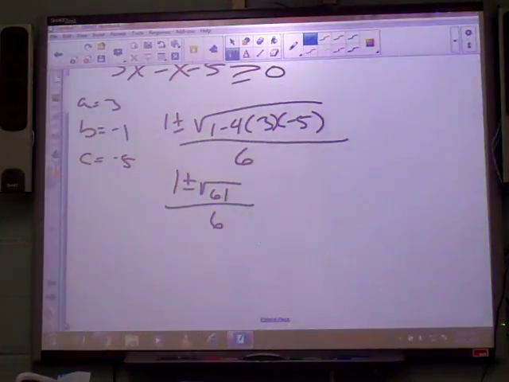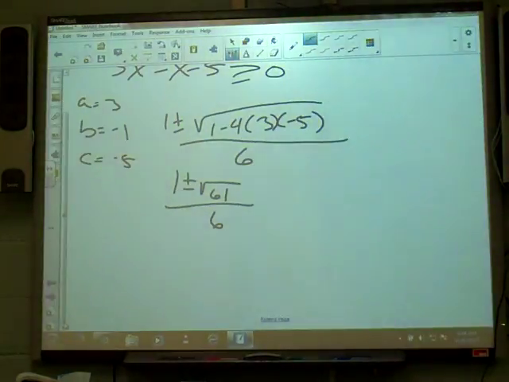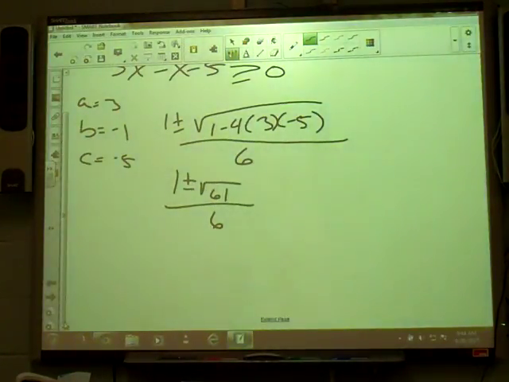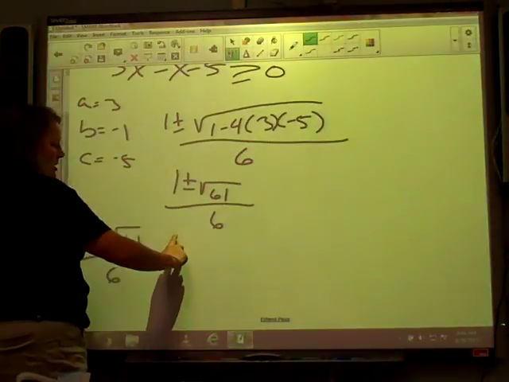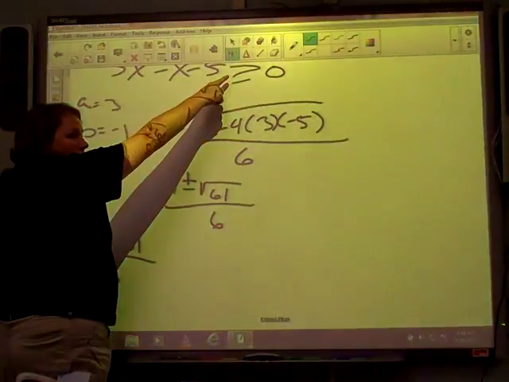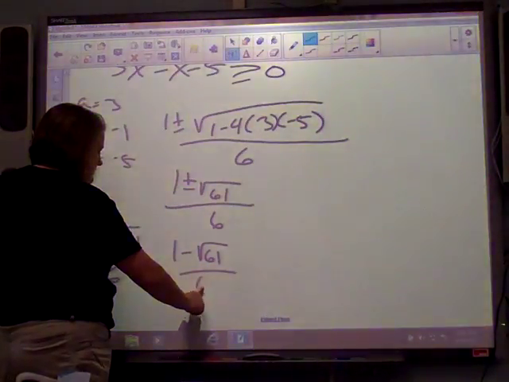Alright, 61 is not a perfect square. It's not on my list over here. Do any of these perfect squares go evenly into 61? 8 almost does, but 8 is not a perfect square. Does 49 go evenly into it? No. 36? No. None of those go evenly into 61, so it won't break down. That means my 2 answers, because this has 2 answers, are 1 plus the square root of 61 divided by 6, or, because it's greater, remember I said greater means or, 1 minus the square root of 61 divided by 6.